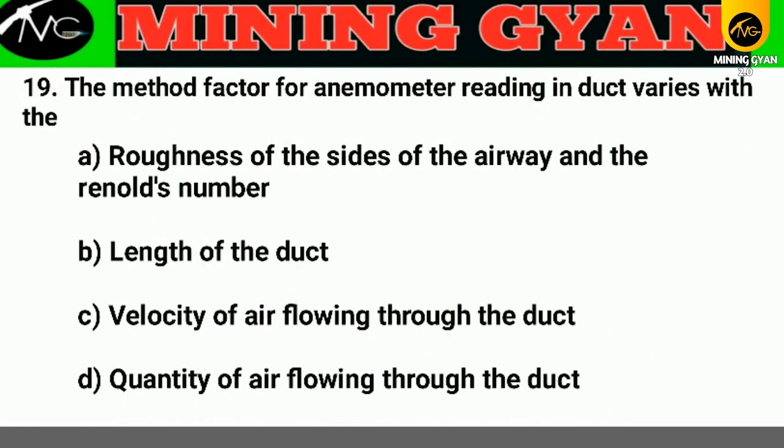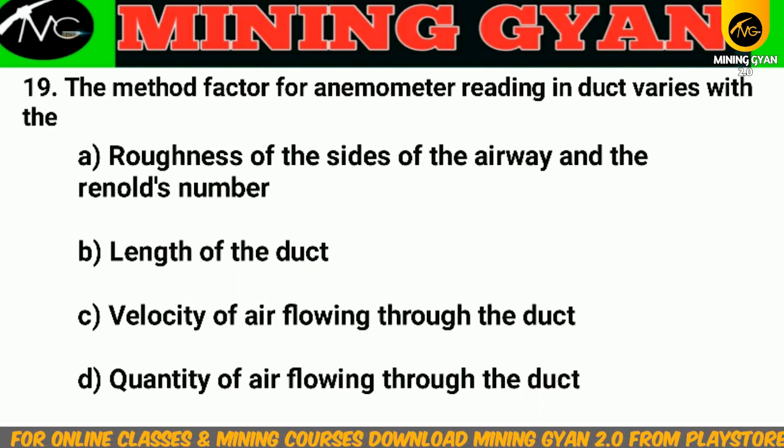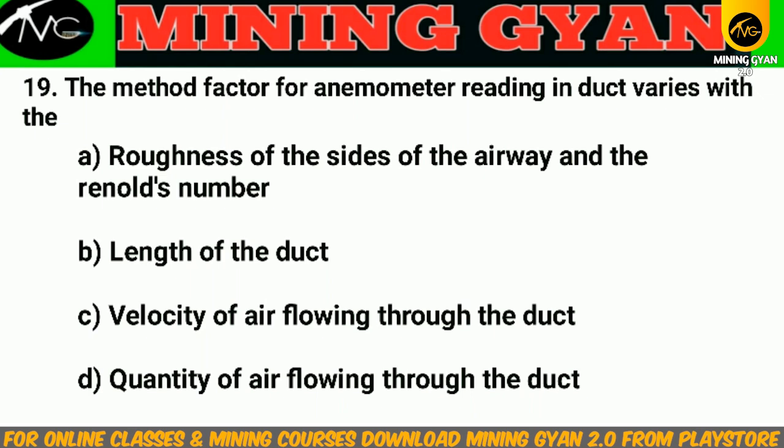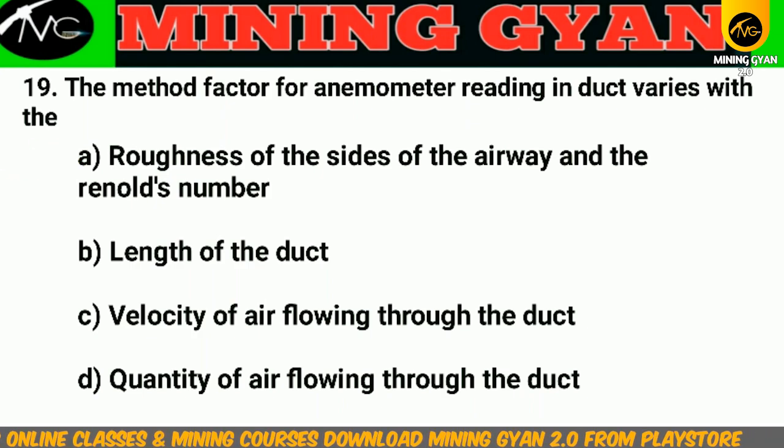Next question is, the method factor for anemometer reading in the duct varies with the A. Roughness of the sides of the airway and the Reynolds number. B. Length of the duct. C. Velocity of air flowing through the duct. D. Quantity of air flowing through the duct. Right answer is A. Roughness of the sides of the airway and the Reynolds number.